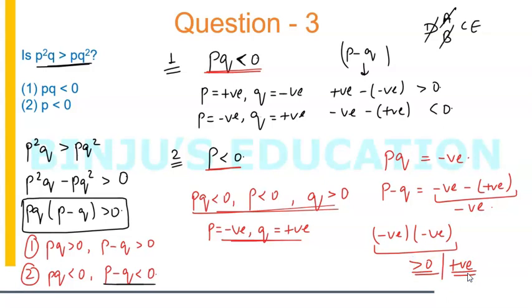So do we have a definite conclusion? Yes, we do have a definite conclusion when we combine both these statements. Hence our answer is option number C.